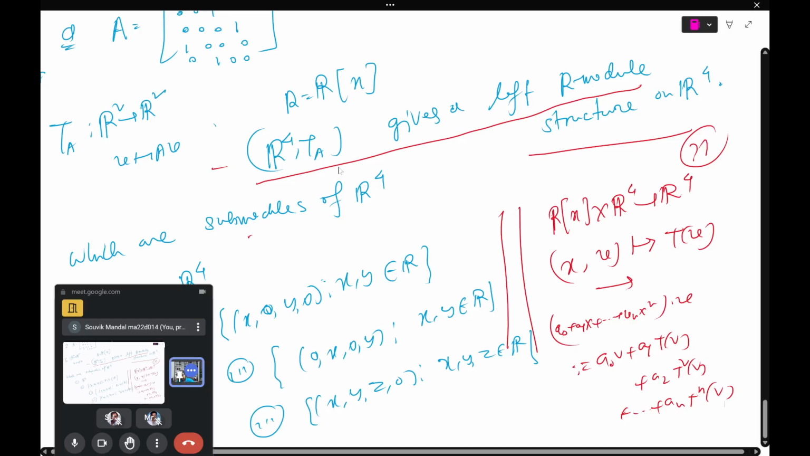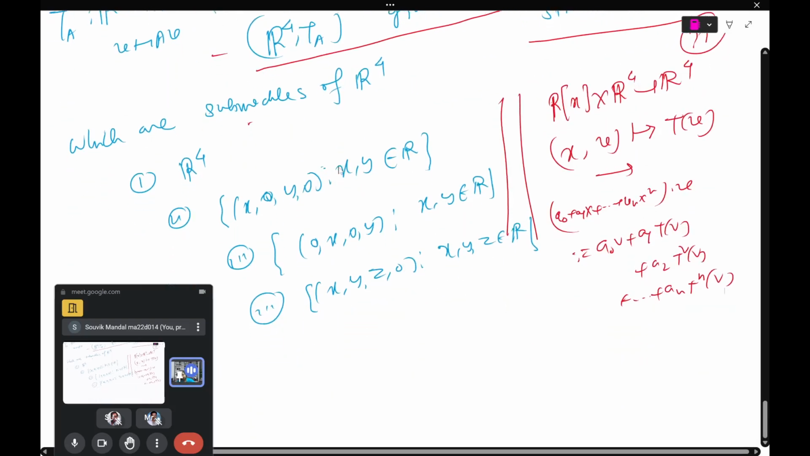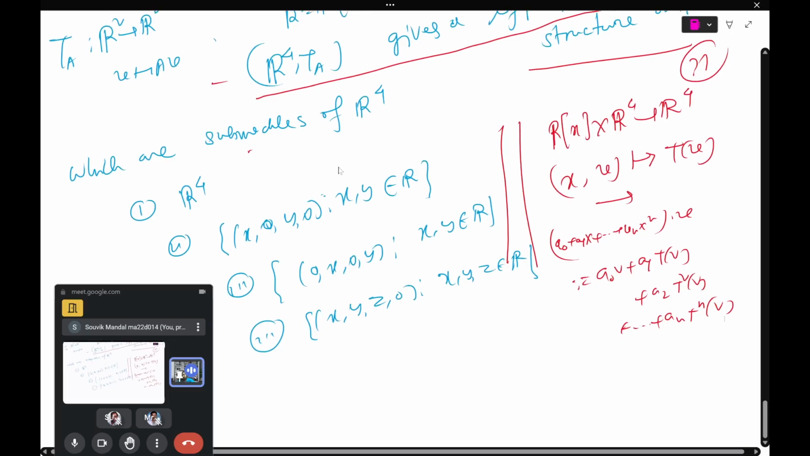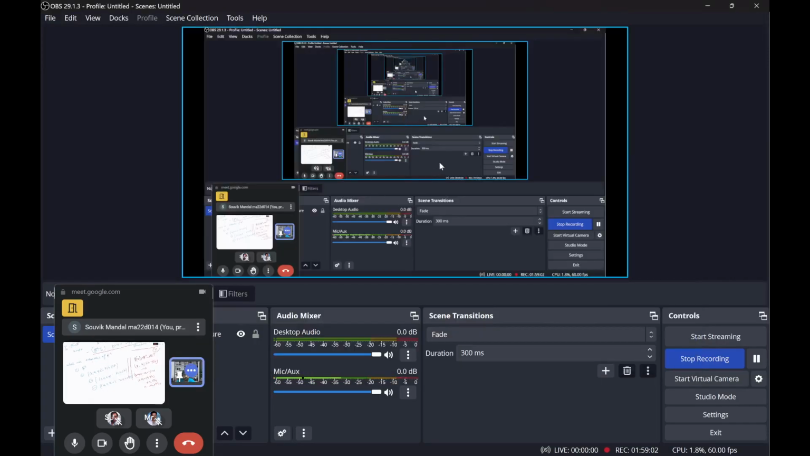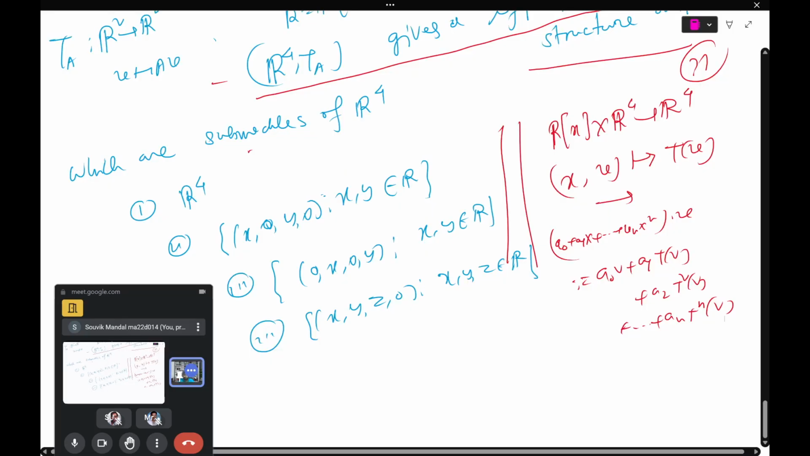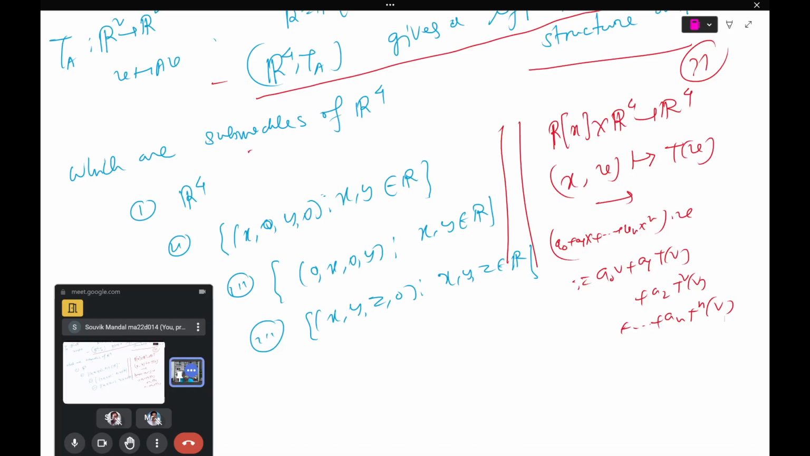Now the question is, under this module structure, which of the following are the submodules? So this is what you need to understand. Do you understand what to do? This is the R[x]-module structure on R^4. Now you need to check, under this condition, which of the four are submodules of R^4. That is what we need to do. Nothing more than that. Understand?